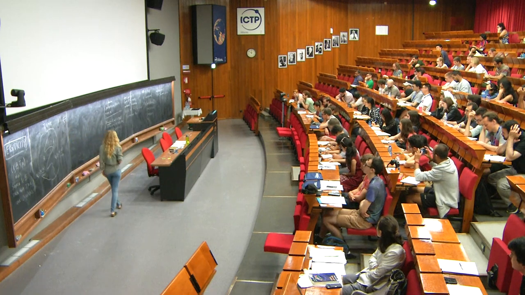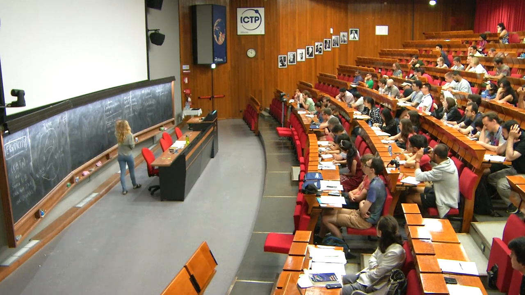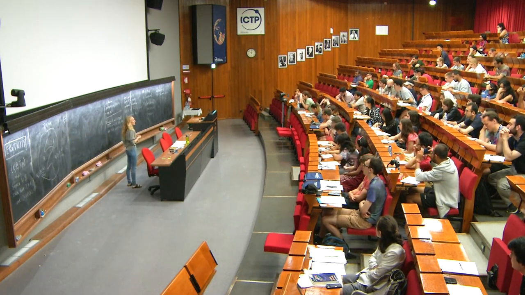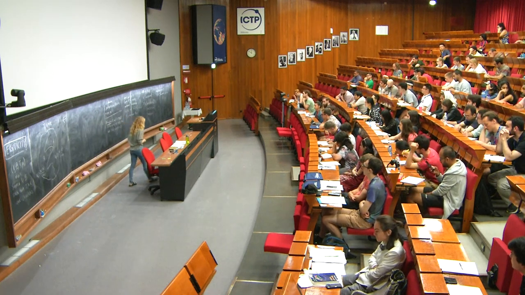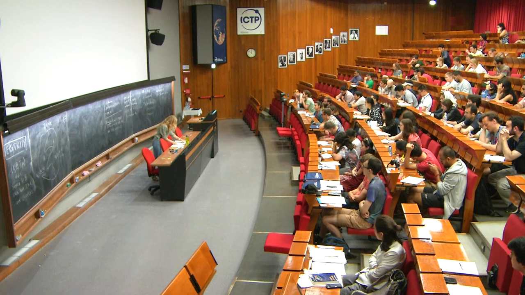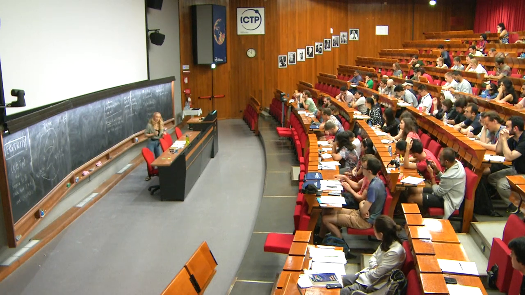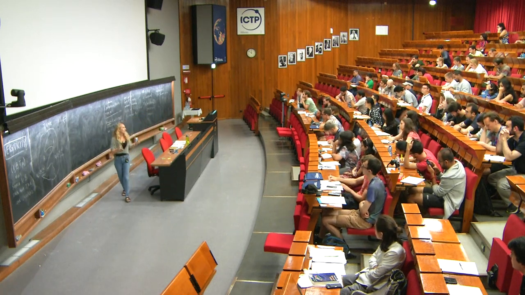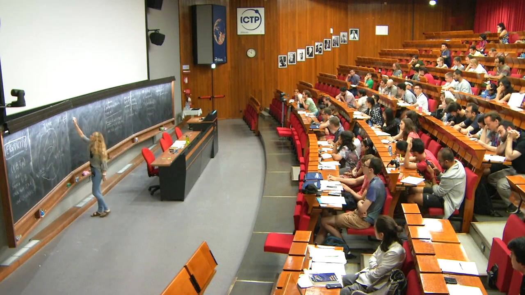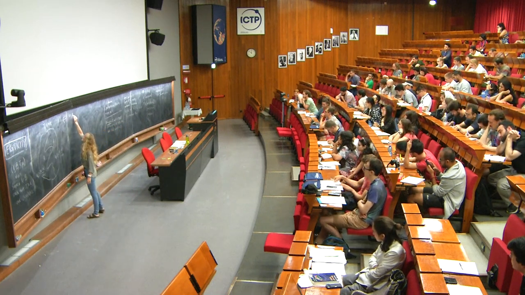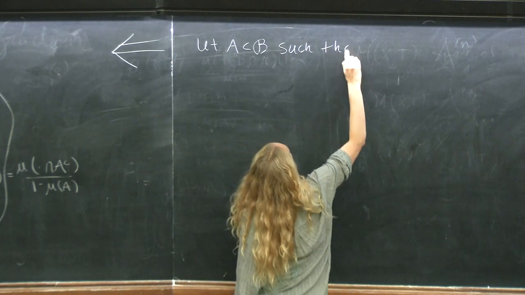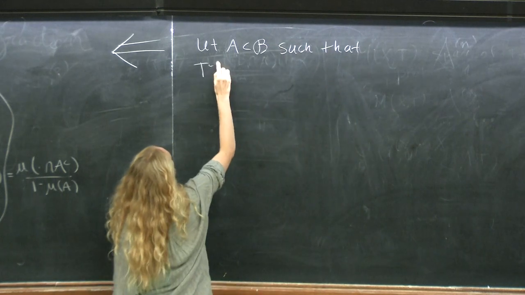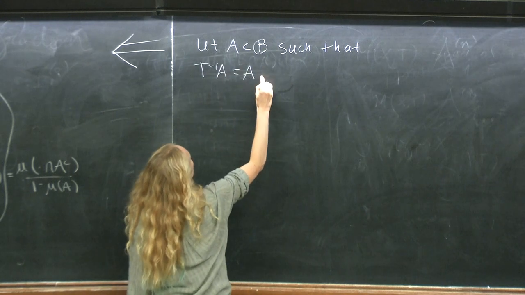The other direction being, I'm going to assume that any T-invariant function is constant almost everywhere, and I want to show ergodicity. Yes? Okay. So let me take a T-invariant set A. So let A be in B such that T inverse of A equals A.